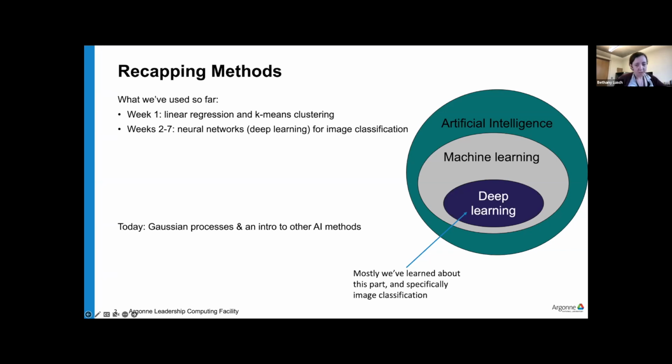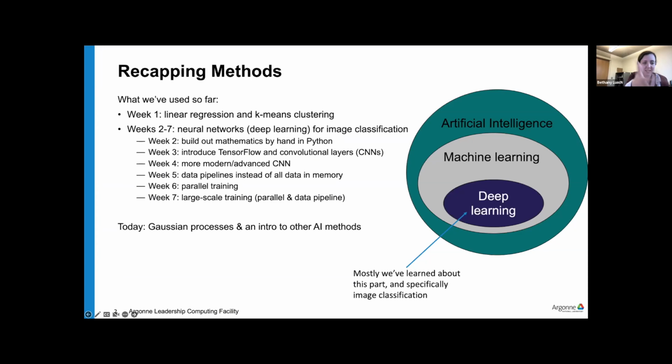And today we're also talking about Gaussian processes, and I'm going to talk a little bit more about what else is in these circles. But in weeks 2 to 7, we did increasingly complicated versions of neural networks for image classification.